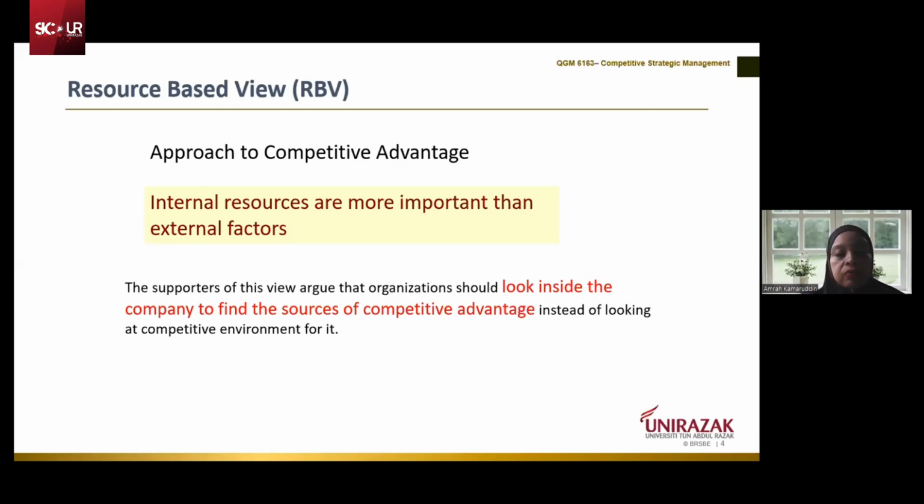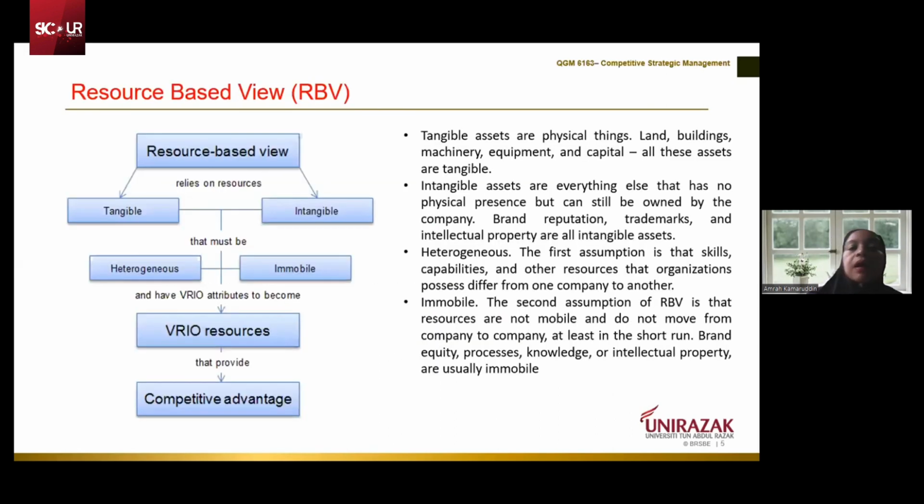Okay, now we go to the RBV view. The focus below is competitive advantage. My focus is actually VRIO. So what is VRIO? I will mention it one by one.